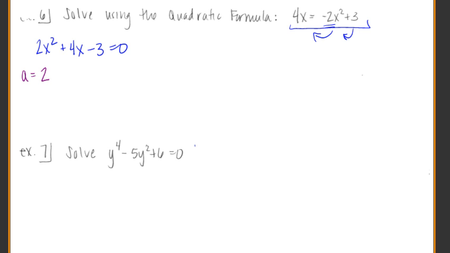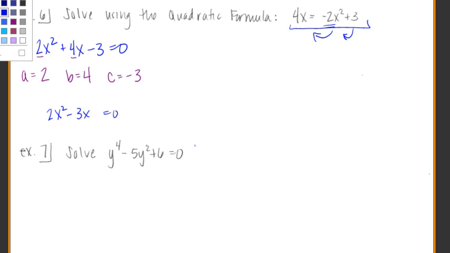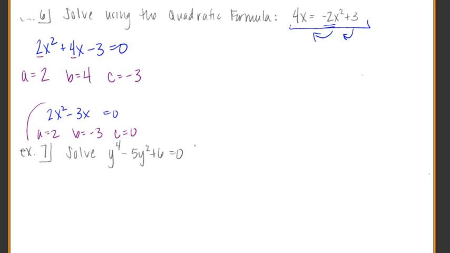So a is equal to the coefficient on the x squared, b is the coefficient on the x term, and c is always the constant. It's always the term that doesn't have a variable with it. And just real quick, if I wanted to play what ifs, what if it was 2x squared minus 3x equals 0? In that case, a would be 2, b would be negative 3, and c, since there is no constant term, would be 0. So if there's a missing term, just put a 0 in for it. That's just one of those what ifs off to the side.